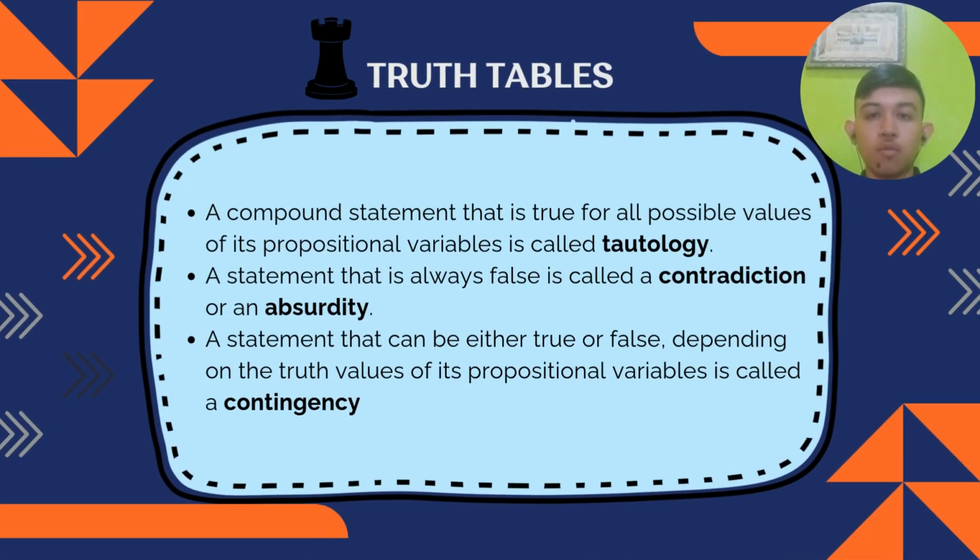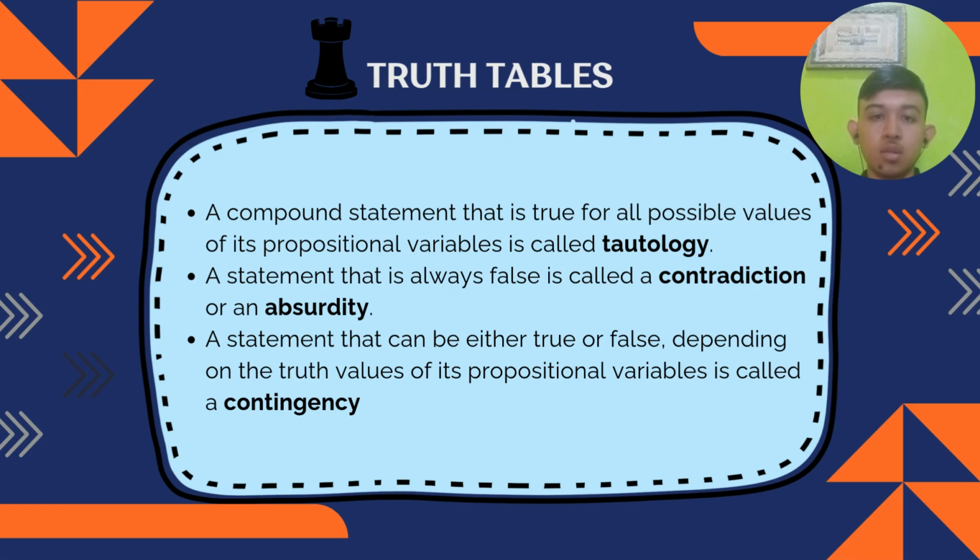Now let's discuss the types of compound statements we encounter in truth tables. First, tautology. A tautology is a statement that is always true, no matter what truth values its variables take. For example, a logical statement like P or not P is true in all cases.